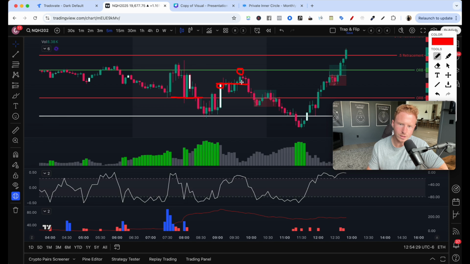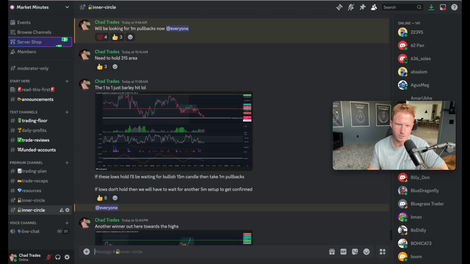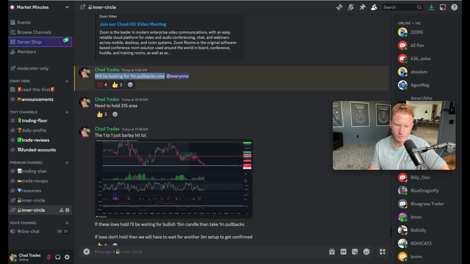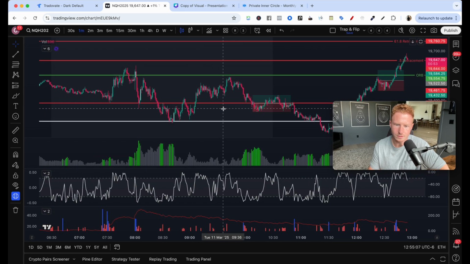So at this point, when this candle closed, this is where I started looking for pullbacks on the 1-minute time frame. Essentially at around 9:42, I posted inside my inner circle group, and at 9:46 I said we'll be looking for 1-minute pullbacks now, because the 5-minute got confirmed and they kind of know what I'm looking for. So if we go over to that time frame, let's go to the 1-minute now. That was at 9:46, which is right here.